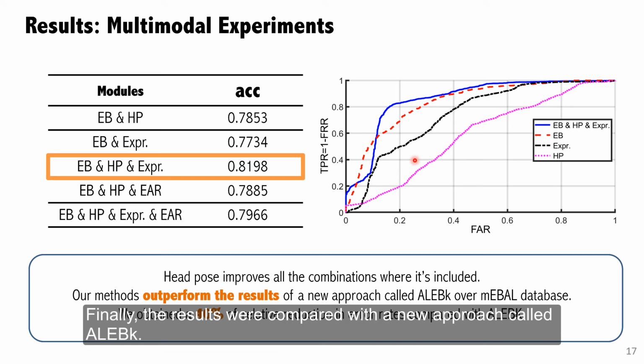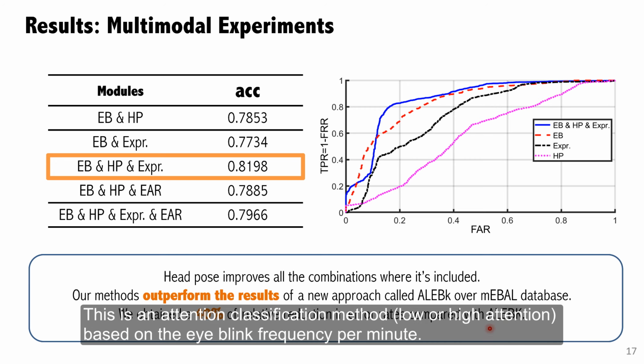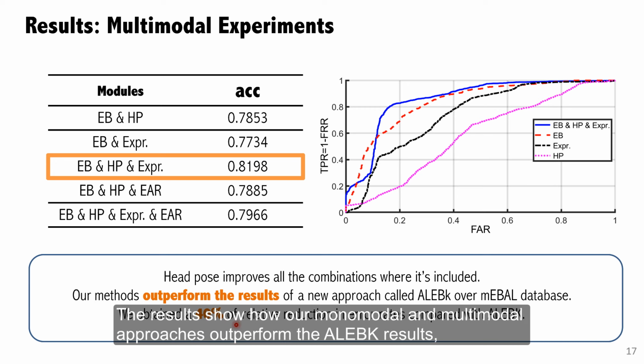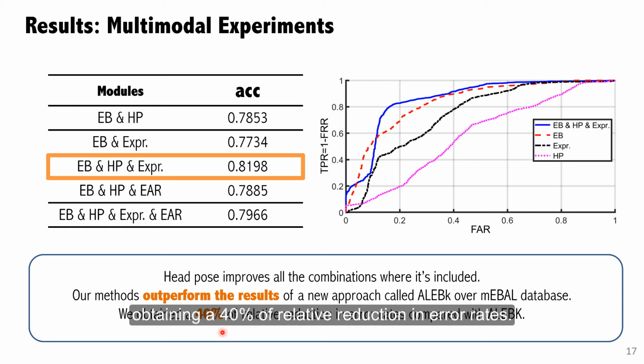Finally, the results were compared with a new approach called ALEBK. This is an attention classification method, low or high attention, based on the eye blink frequency per minute. It was evaluated over the mEBAL and obtained an accuracy of 70%. The results show how our monomodal and multimodal approaches outperform the ALEBK results, obtaining a 40% relative reduction in error rates.